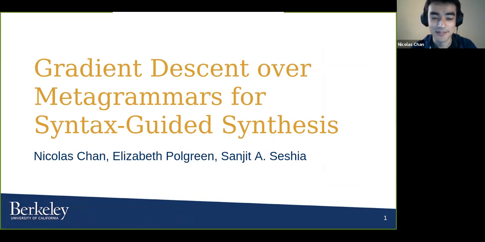Yeah, so I'm Nicolas Chan. I'm from Berkeley. I'm an undergrad. I just finished my third year, and I'm majoring in computer science and math. And I did this work with Elizabeth Polgreen and Professor Seshia. So today we're going to be talking about gradient descent over metagrammars for syntax-guided synthesis.